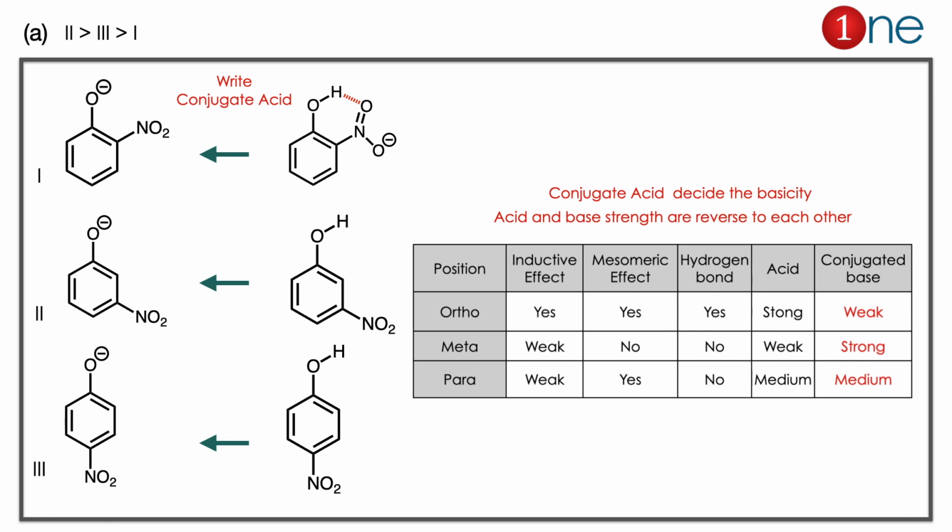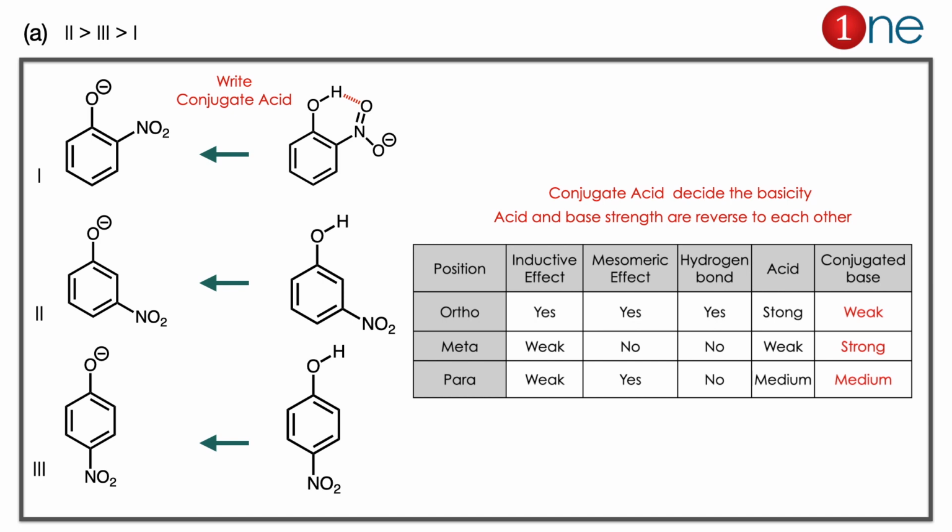Here we have to understand it by the conjugate acid. You are analyzing the basicity, so we will write the conjugate acid there. The conjugate acid helps us to understand the basicity. The first one is ortho-nitrophenol, which has hydrogen bonding. The second is meta-nitrophenol. The third is para-nitrophenol. Here the inductive effect and mesomeric effect can play a role, and hydrogen bonding additionally comes in at the ortho position.